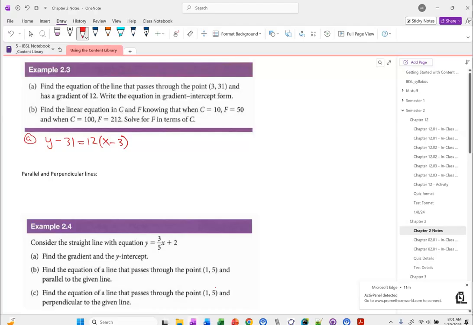There's an equation for a line. What form does it ask for? Slope intercept, right? So what am I going to do with this? Just going to rearrange it, right? I'll distribute through the 12, and then add over the 31. And we're done, right? Easy peasy.